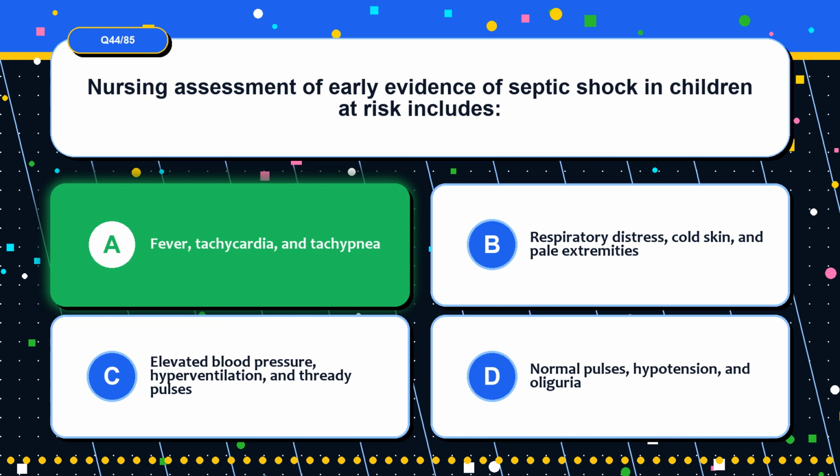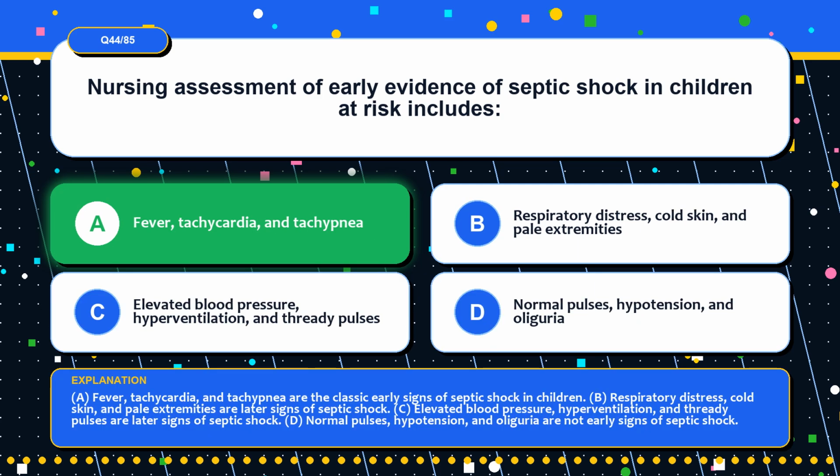The correct answer is option A. Fever, tachycardia, and tachypnea. A fever, tachycardia, and tachypnea are the classic early signs of septic shock in children. B. Respiratory distress, cold skin, and pale extremities are later signs of septic shock. C. Elevated blood pressure, hyperventilation, and thready pulses are later signs of septic shock. D. Normal pulses, hypotension, and oliguria are not early signs of septic shock.